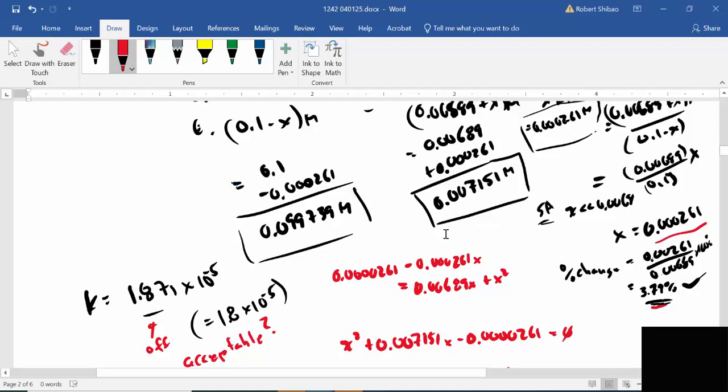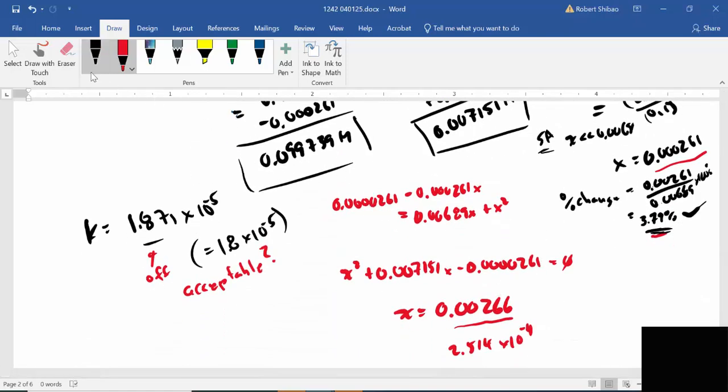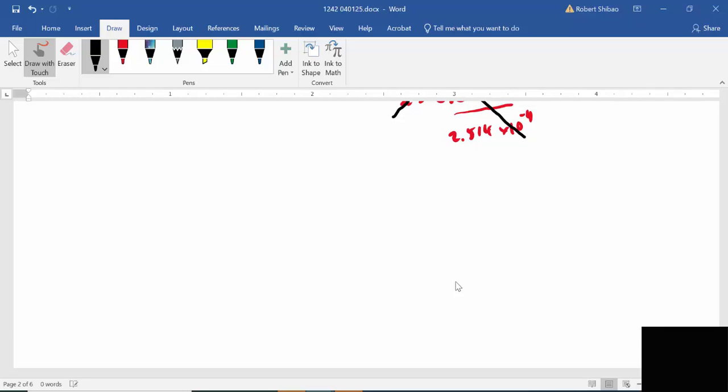Let me recheck my quadratic equation. Oh, I know what I did. My quadratic equation is totally wrong. Let me redo it. I was using something else for k. It's 1.8 times 10 to the minus 5, which I don't want to do in scientific notation because it takes me longer to plug it into my calculator. So I'm going to do it as 0.000018.